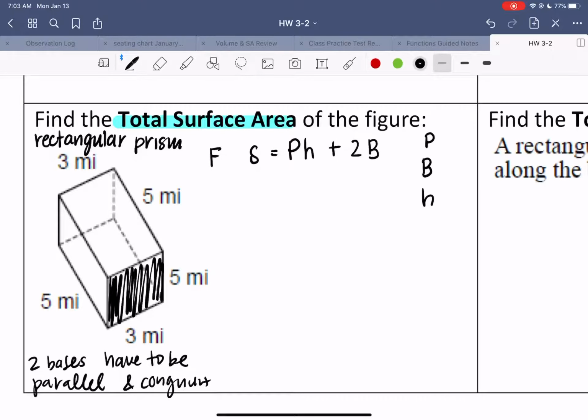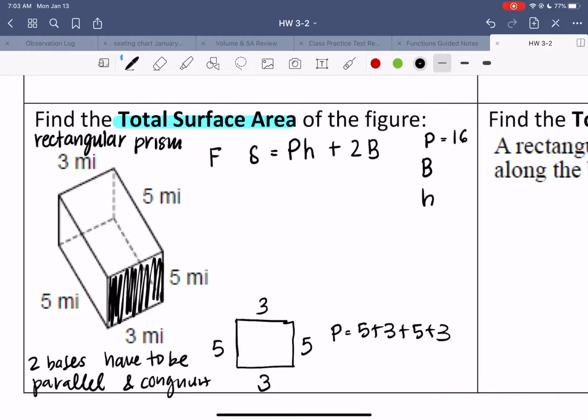So I'm going to select this as my base. When I redraw my base here, I'm going to have 3, 5, 3, and 5. In order to find the perimeter, I'm going to have to add them all up. So capital P is going to equal 5 plus 3 plus 5 plus 3. So that's going to be 16. The base is going to be 5 times 3, which is 15.